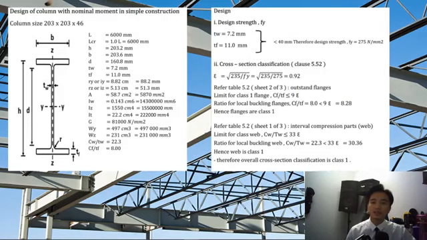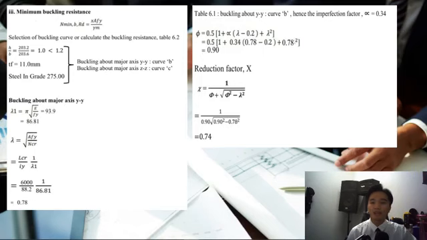This is our design of column with nominal moment in simple construction with a size of 203 times 203 times 46. Our design strength is Fy equals 275 Newton per millimeter squared, and our cross-section classification is 0.92. According to our calculation, our overall cross-section classification is class 1. And our minimum buckling resistance is as you can see here. This is our calculation, and we have been doing this according to the formula that was given.